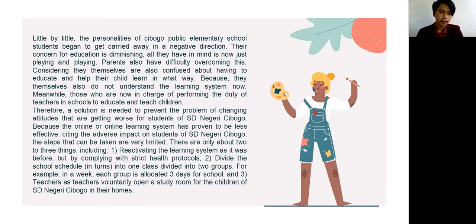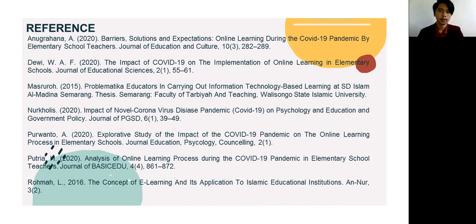first, reactivating the learning system as it was before by complying with strict health protocols. Two, divide the school schedules in turns, with one class divided into two groups. For example, in a week, each group is allocated 3 days for school. And last, three, teachers voluntarily open a study room for the children of Cibogo Nation Elementary School in their homes.